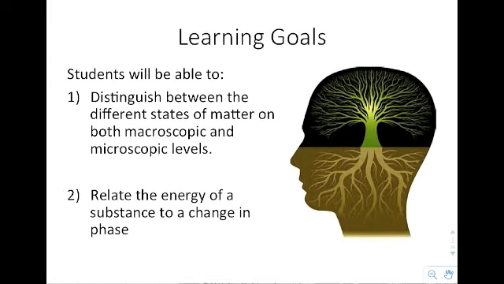So the learning goals are to distinguish between the different states of matter on both a microscopic and a macroscopic level. So I know you can tell the difference between a solid, a liquid, and a gas, but can you do it on a microscopic or atomic level? You should be able to relate the energy of substances to a change in phase.